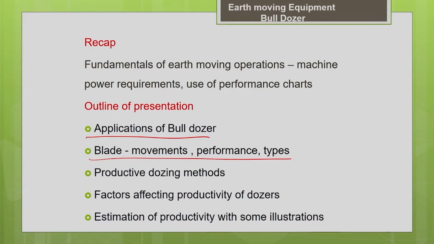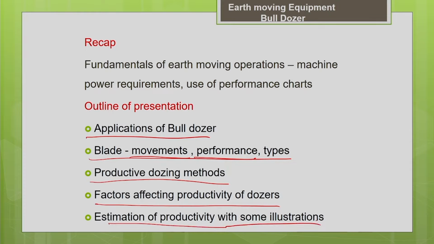We will also look at the possible blade adjustments or blade movements with the bulldozer, and how to assess blade performance. What are the different productive dozing methods which can be adopted to enhance the productivity of the bulldozer, the factors which affect the productivity of the bulldozer, and how to estimate the productivity of the bulldozer with some illustrations. These are the things I am going to discuss in the upcoming slides.